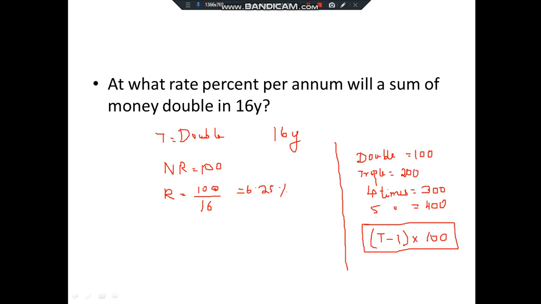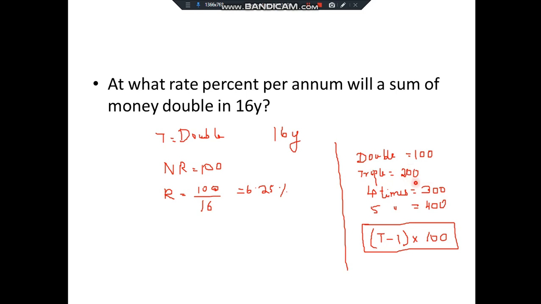See, NR will always be equal to 100 here. How does that 100 come? Our keyword is double. We will have questions like triple, 4 times. In that case, what will we do? Double is nothing but 2, right? So 2 minus 1 into 100. 2 minus 1 is 1, into 100, which is 100. Suppose our question is triple. Triple means 3, right? So 3 minus 1 into 100. 3 minus 1 is 2, and 2 into 100 is 200. So NR is equal to 200.